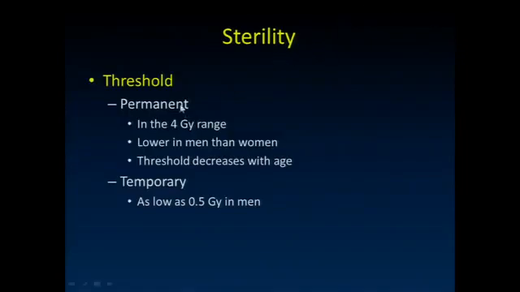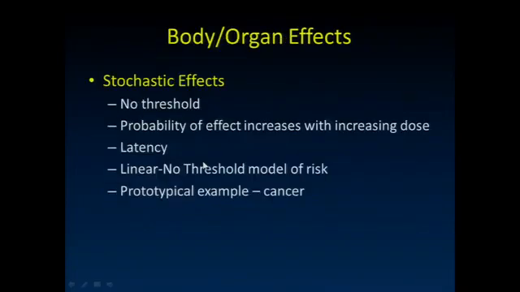In terms of sterility, permanent sterility is in about the 4 gray range, lower in men than women. The threshold decreases with age, so that goes lower as we get older. And temporary sterility in men occurs at exposures as low as a half a gray. So unless we're doing some procedure that involves the gonads, or having to see something, you can't shield the pelvis in a woman if what you're trying to look at are the pelvic structures, right? But in an exam where we're looking in another region, certainly shielding can be helpful.